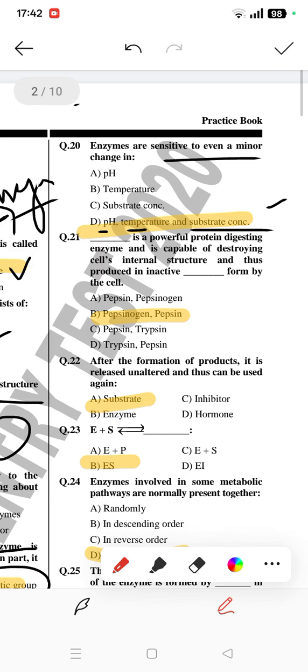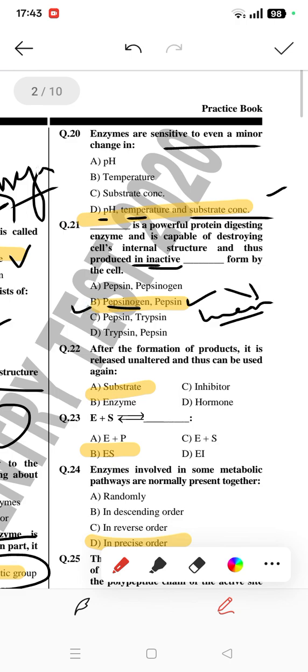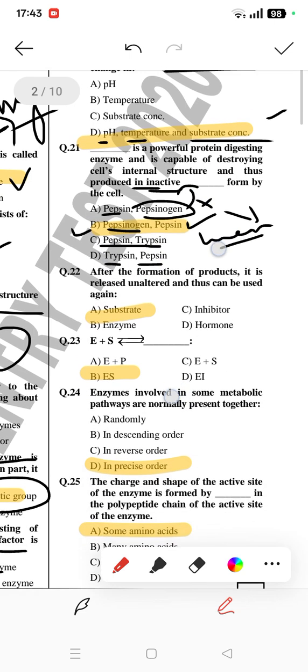Dash is a powerful protein-digesting enzyme capable of destroying a cell's internal structure, produced in inactive form. So pepsin is produced in inactive form, as pepsinogen, and we activate it by adding HCl, and this happens in the lumen of the stomach, with the lining, the mucus of the stomach. So B is the right option, because pepsin is a powerful protein digester, but pepsinogen is the inactive form. So A is wrong. Pepsin and trypsin are different things. Trypsin and pepsin again is wrong, so B is the right option.